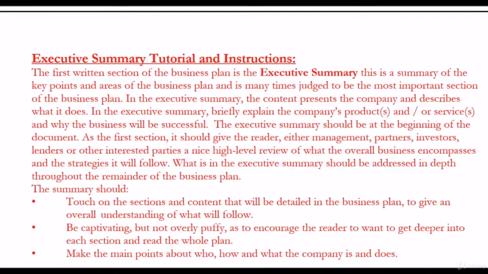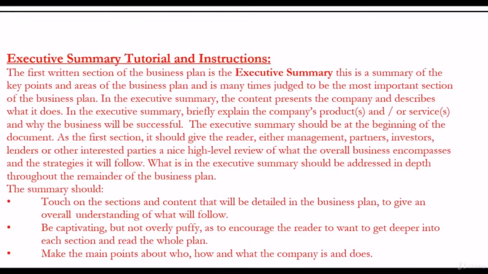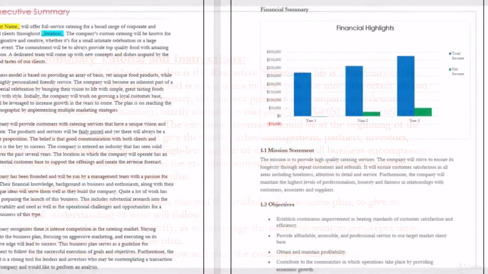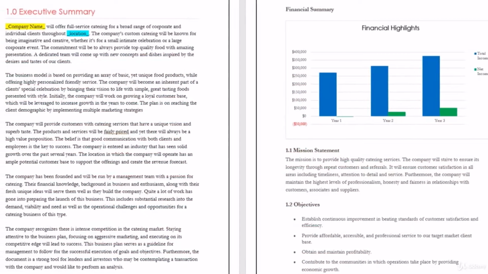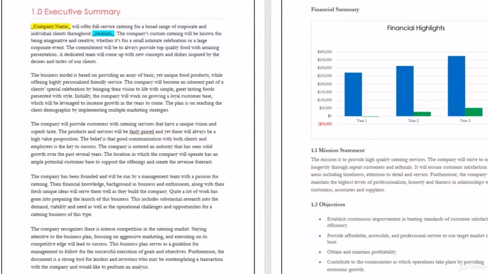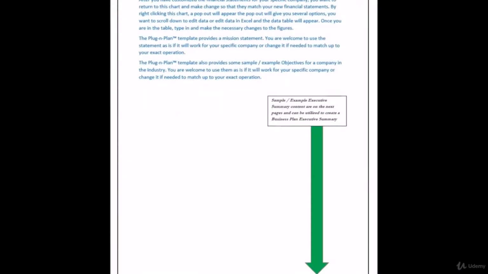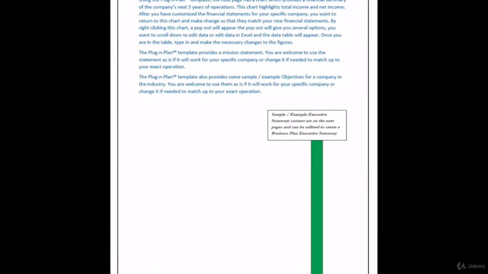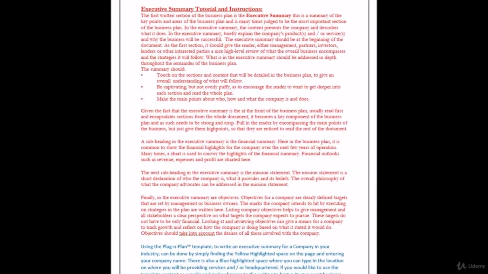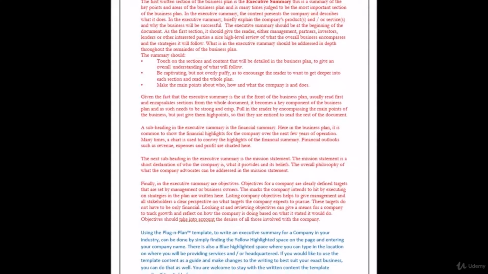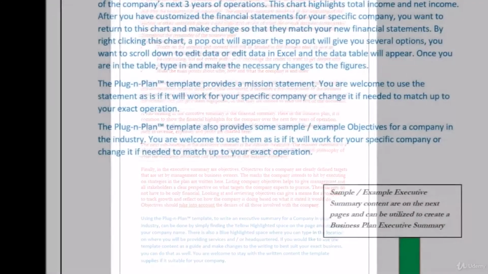Executive Summary, Tutorial, and Instructions. The first written section of the business plan is the Executive Summary. This is a summary of the key points and areas of the business plan and is many times judged to be the most important section of the business plan.